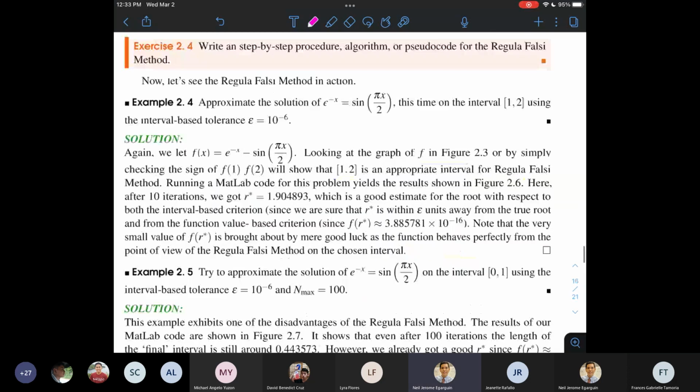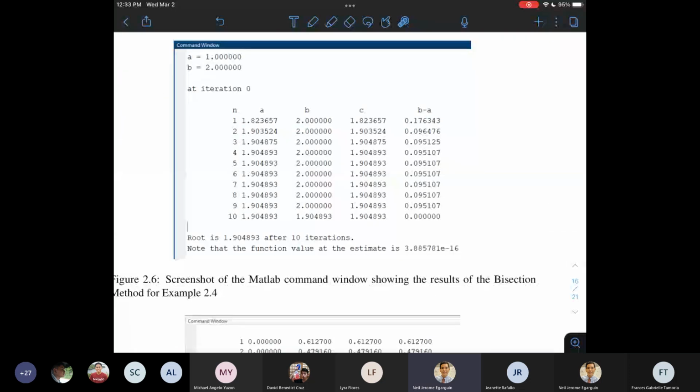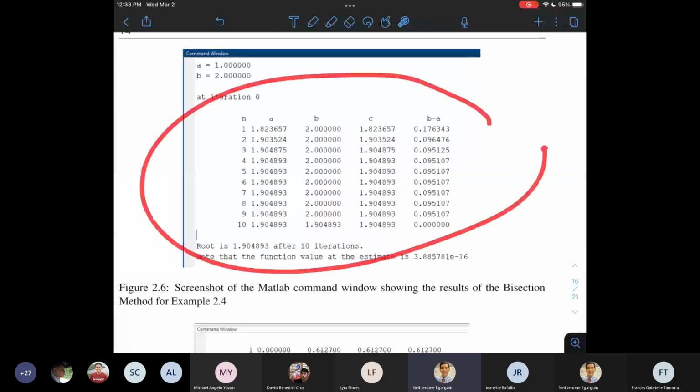So iraran natin siya sa interval 1, 2. Tapos ang gagamitin natin ay interval-based tolerance na 10 to the minus 6. Okay. Now, I implemented it in MATLAB. Ito yung nakuha ko.